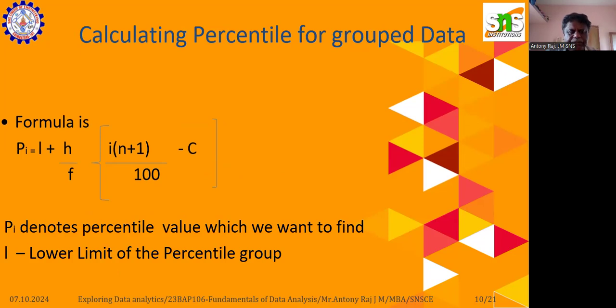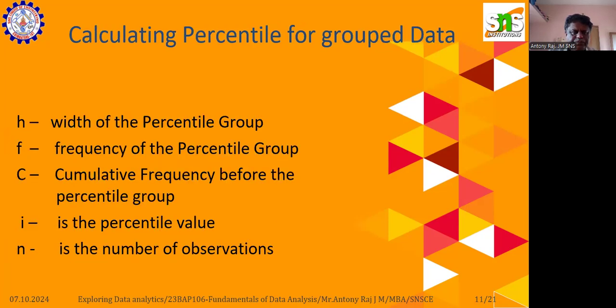Now this is the formula. Pi is equal to L plus (h by f) into (i into (N plus 1) by 100 minus c). Pi denotes the percentile value which we want to find. L denotes the lower limit of the percentile group. h is the width of the percentile group. f is the frequency of the percentile group. c is the cumulative frequency before the percentile group. i is the percentile value. And N is the number of observations.